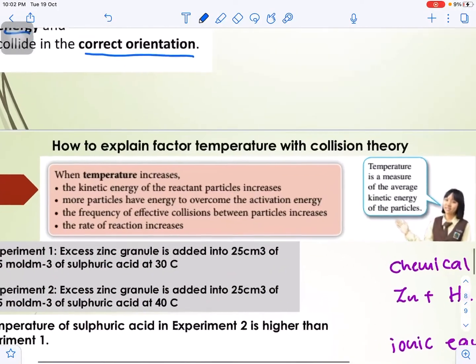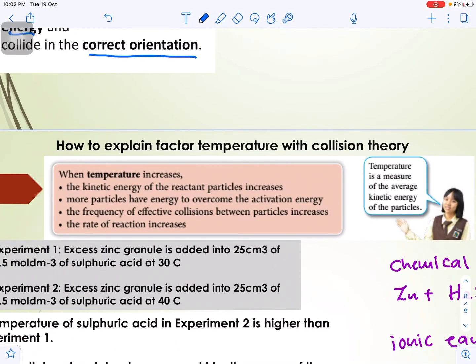Okay. So how to explain factor temperature with collision theory? So we need to focus on a few ideas, a few explanations. When the temperature increases, we're going to focus on the kinetic energy. When the temperature increases, the kinetic energy of particles increases. What is the effect? So more particles have energy to overcome the activation energy. So when they can overcome the activation energy, frequency of effective collision will increase. When we have effective collision, so we're going to have the reaction. So as the result, the rate of reaction increases. Okay, this is the general explanation. Ni adalah explanation yang general.